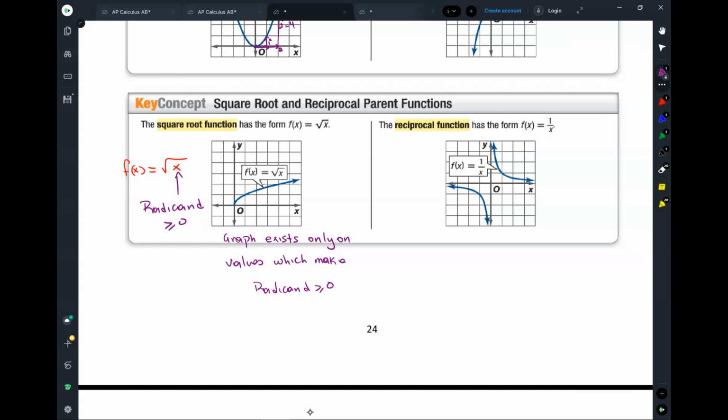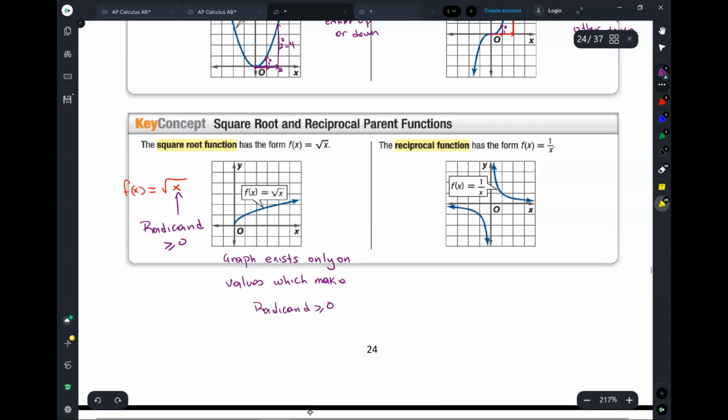Okay. Next up, reciprocal function. These are really like the VIPs of the functions now, right? Reciprocal function is f of x is equal to 1 over x. Get it? It's the reciprocal of x.